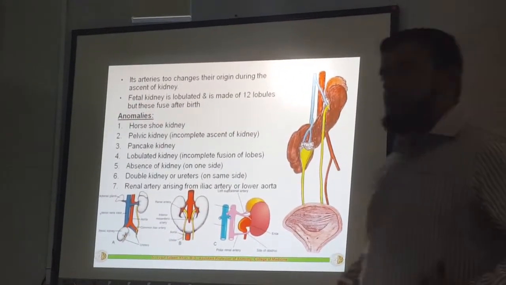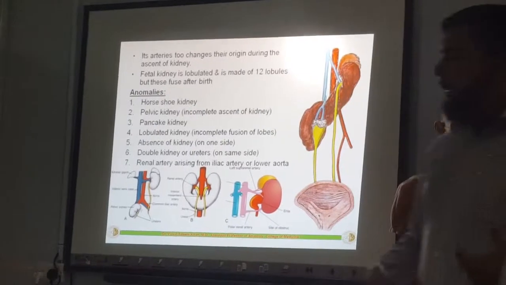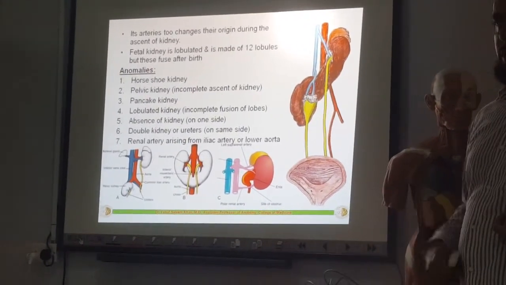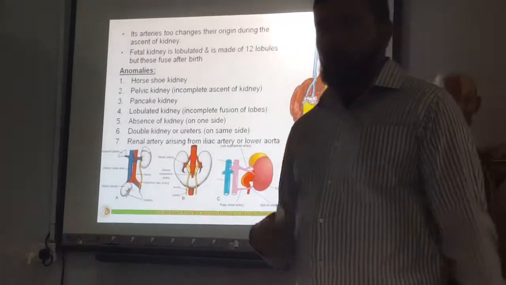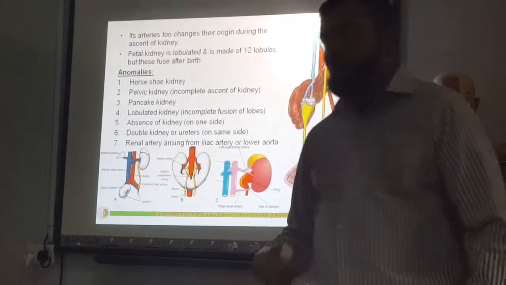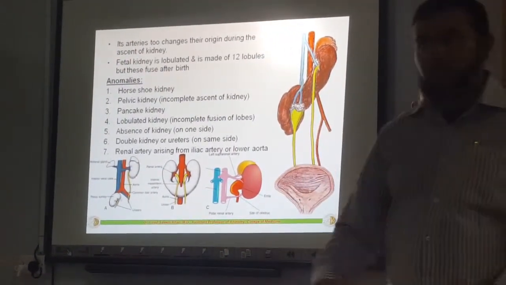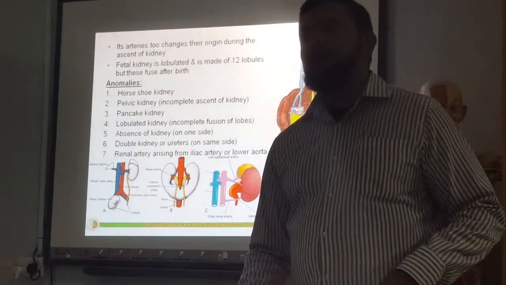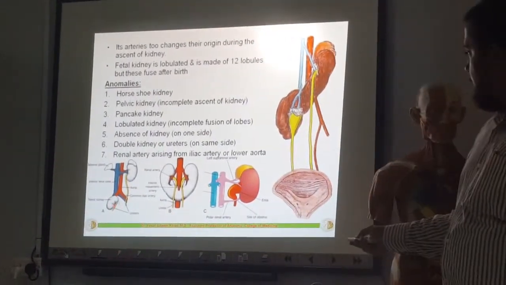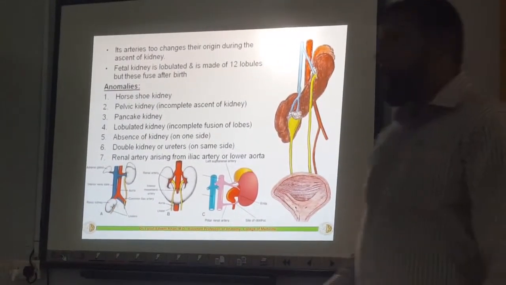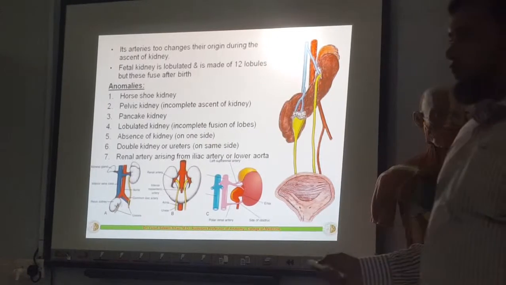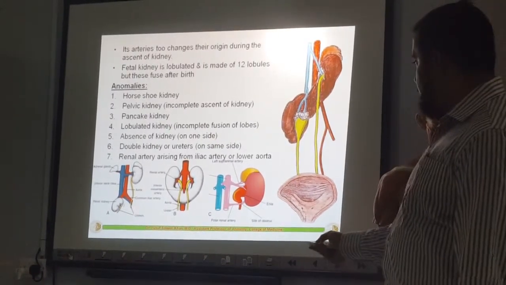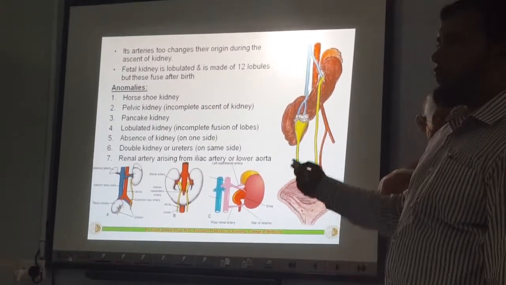Okay. So when you take an X-ray, you see one kidney and the other kidney is missing. You think that there is no kidney at all. So you have to check the pelvis also. Take an X-ray of the pelvis also. Sometimes the kidney might be there below, in the pelvis, because it has not ascended. Now you should know why it is in the pelvis, because it has not ascended.